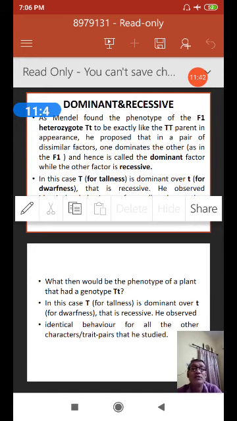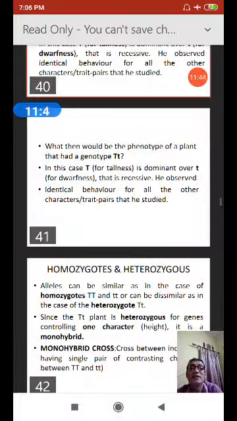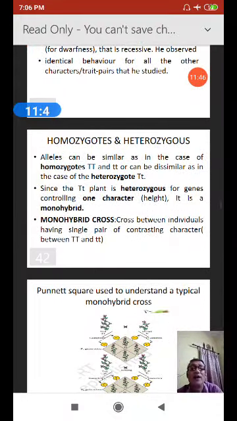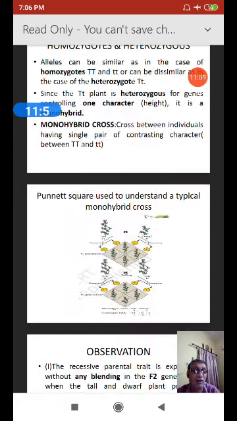So now the concepts of homozygous and heterozygous came. Alleles can be similar, as in the homozygote, capital T capital T or small t small t, and dissimilar in the case of the heterozygote, capital T small t. Then the concept of the monohybrid cross came, which I would like to express. We are discussing a cross between individuals having a single pair of contrasting characters.